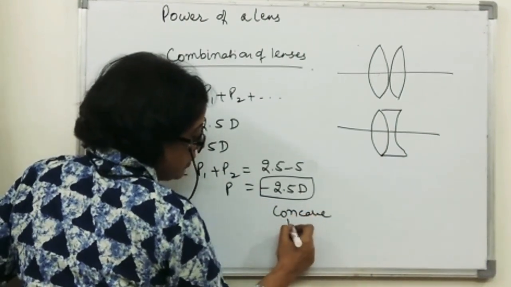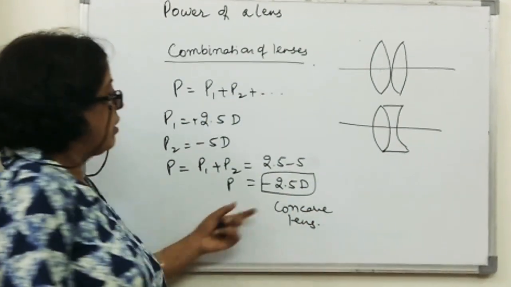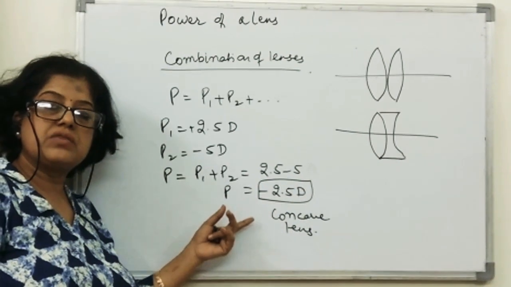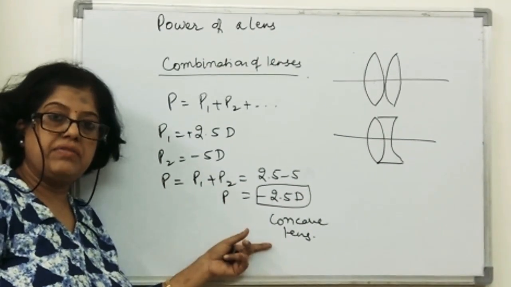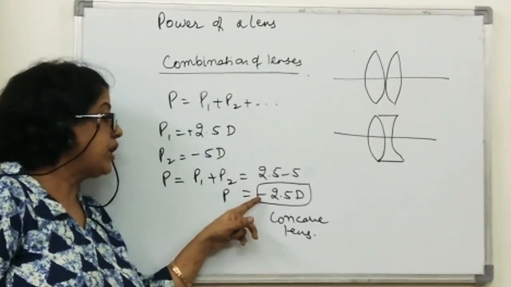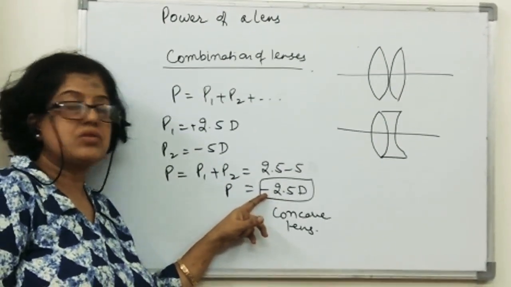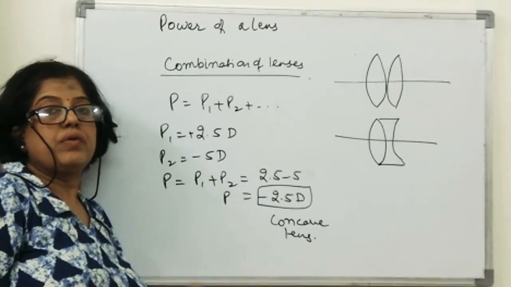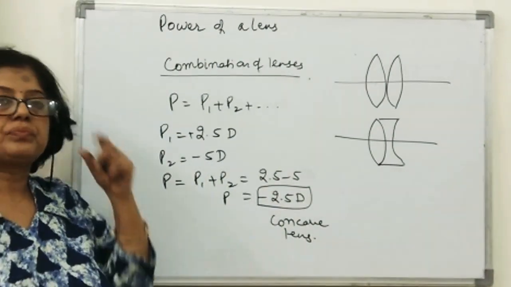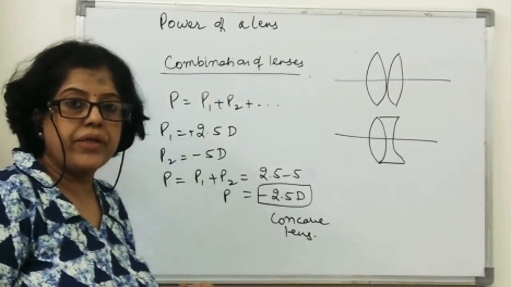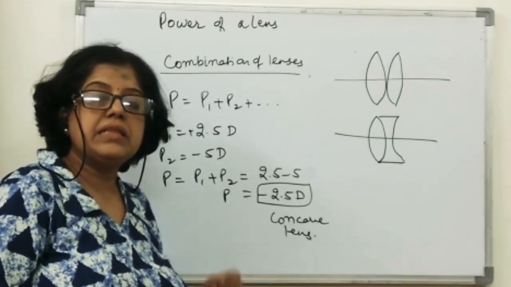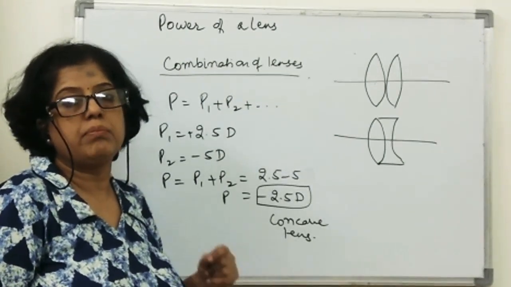So the combination of two lenses will act as which lens? It will act as a concave lens. And how do we decide that? Depending on the sign of the total power that we get. It is minus, so it will act as a concave lens. So when we are given two lenses and they are combined together, the total power is simply the algebraic sum of the individual powers.